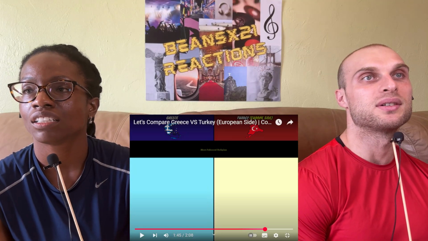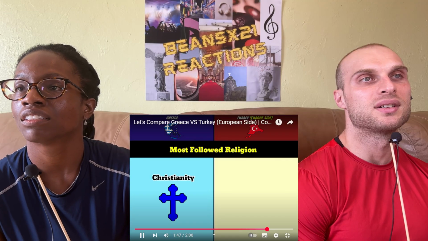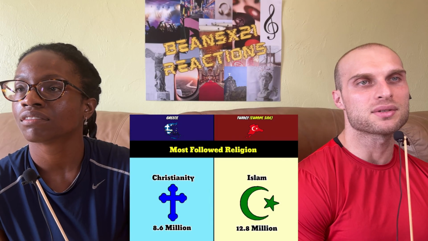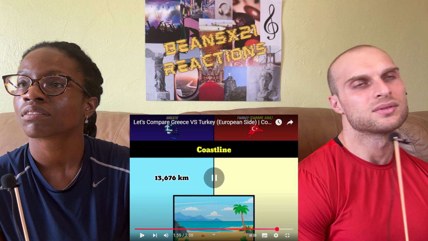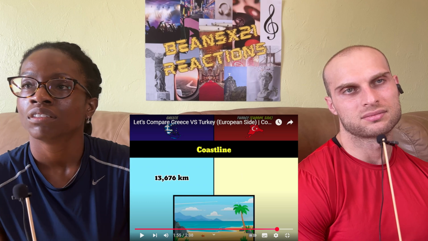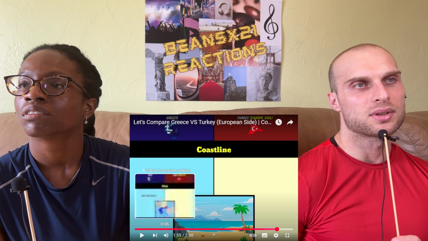Most followed religion: Christianity, 8.6 million. I mean, Islam you showed us already, 12.8 million. Most spoken language: Greek, 10.3 million; Turkish, 12.2 million. Coastline: 13,607. I need to go back to population. Hold up.